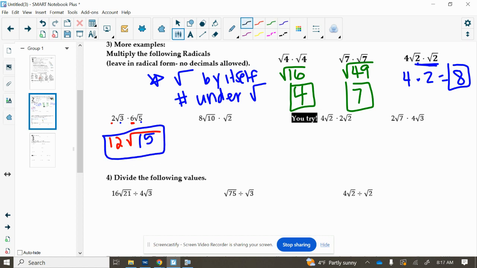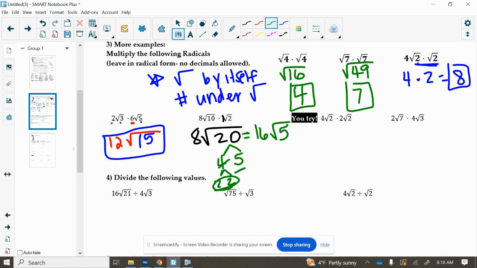Second one, 8 times the number 1 on the outside here is just 8, and then we end up with 10 times 2, which is 20. Now 20 we can break down to be a perfect square of 4 times 5, so we end up being able to move out a 2 as well. So we end up with 8 times that pair of 2's that move out, so that's 16. The 5, however, stayed inside. So 16 times the square root of 5.